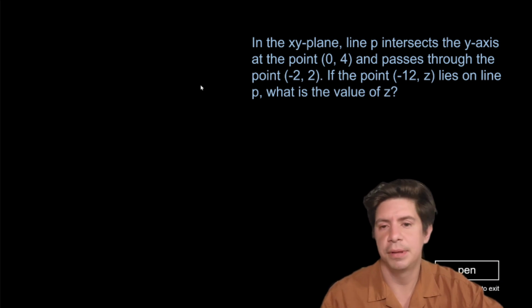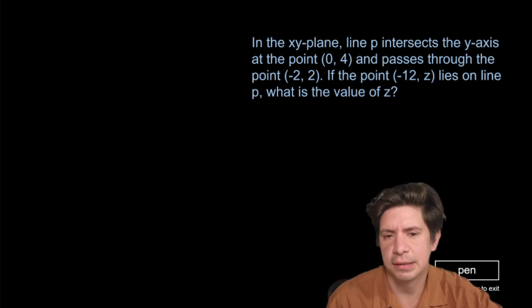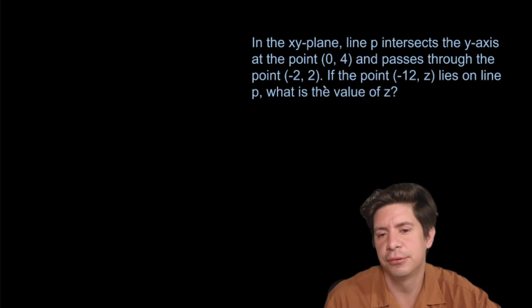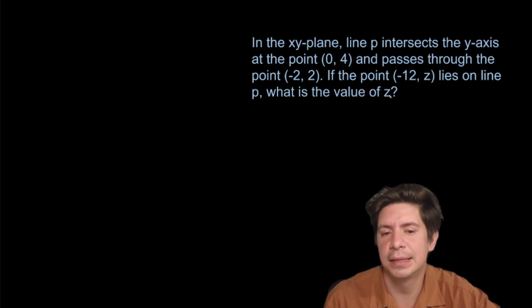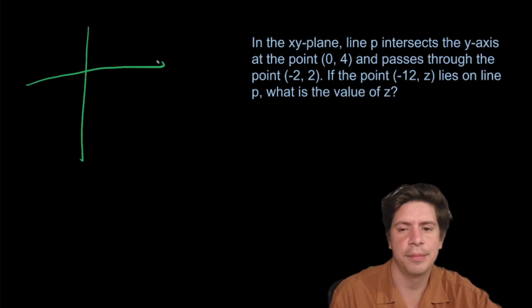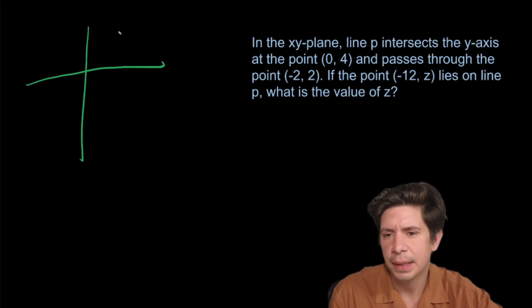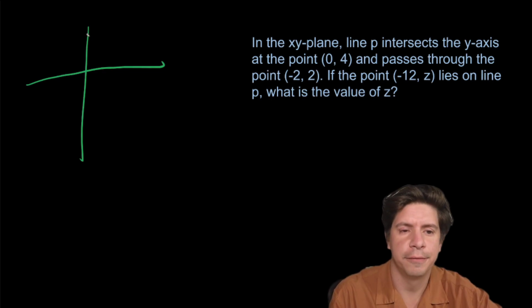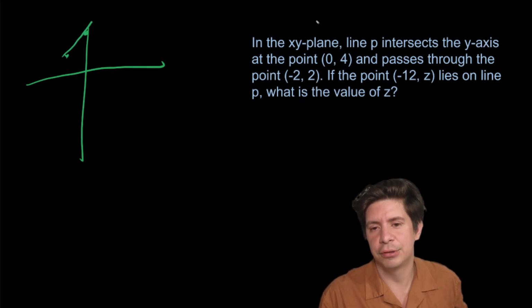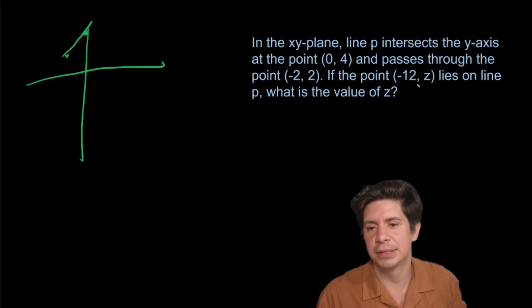In the xy plane, line P intersects the y-axis at the point 0, 4 and passes through the point -2, 2. The point -12, z lies on line P. What is the value of z? So basically we have it like this. We don't need to draw it out, but I'm going to do it just to show you. The y-axis is 0, 4, and then we have this point -2, 2. Okay, so we have to find the slope, and then we're told the point -12, z lies on it.